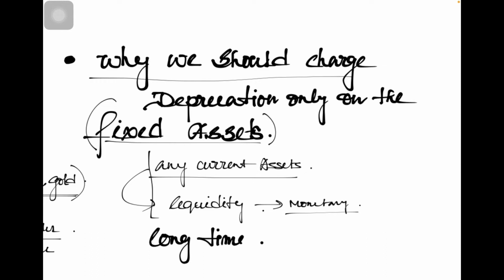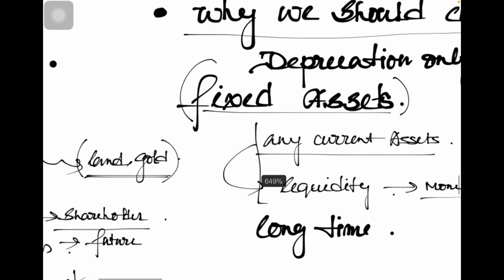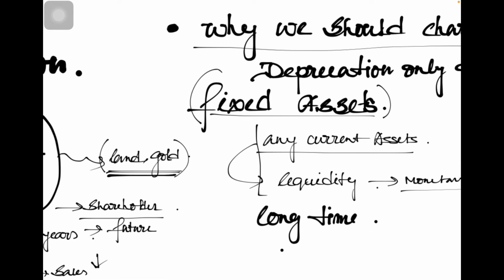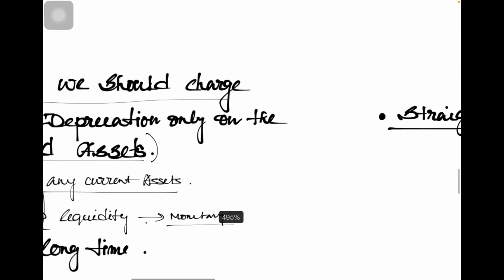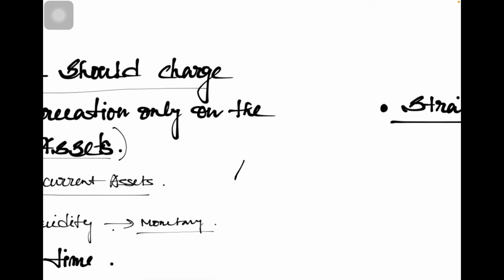This is one of the very reasons that we need to calculate depreciation upon the fixed asset, except, say I said, land and gold. The question comes, sir, why not land and gold? Let me tell you why not land and gold. Let me take land. First of all, we need to understand that from very old ages to right now also, land is one of the very scarce resources.